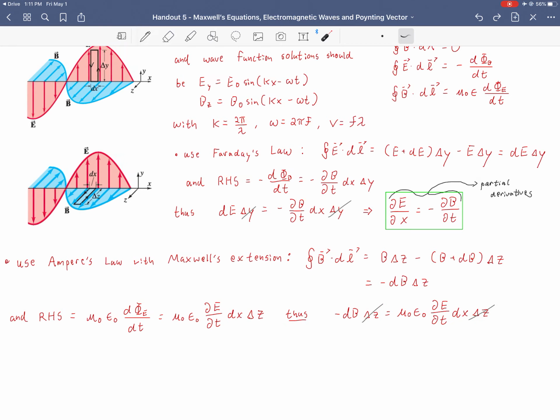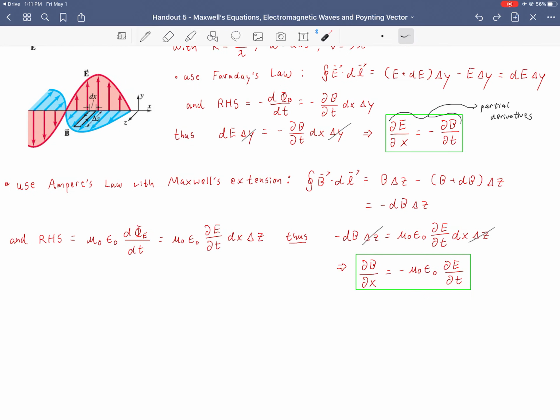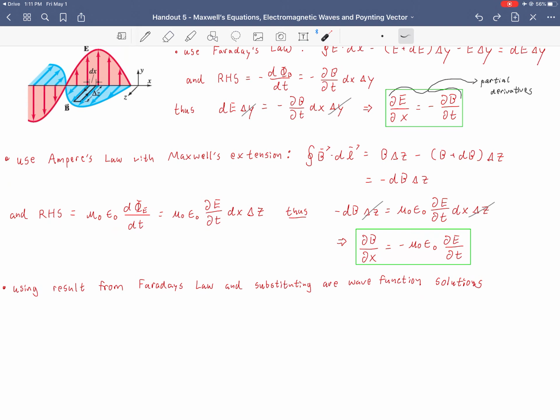Okay, and so then we set the two sides equal to each other. We cancel out the delta z. Notice that now the negative came from the left-hand side instead of from the right-hand side, but both times it did give us a negative. So then we get this result. Notice how these two results are so similar to each other. Okay? So I put them both in green boxes.